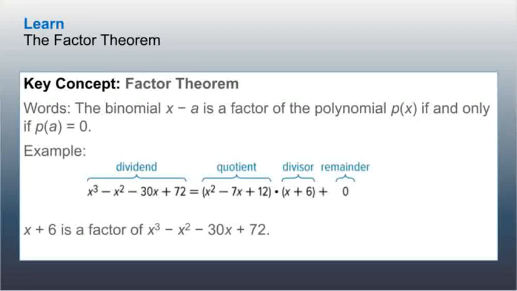A special case of the remainder theorem is called the factor theorem. The factor theorem says the binomial x minus a is a factor of the polynomial p of x if and only if p of a is equal to 0, which just means if you have a remainder of 0, then that is a factor.